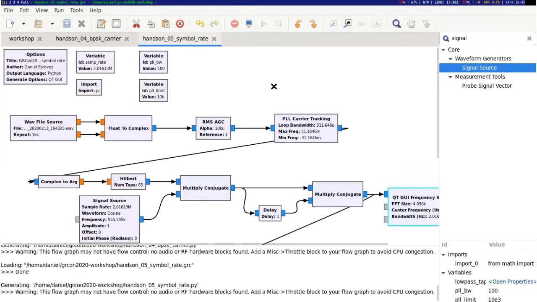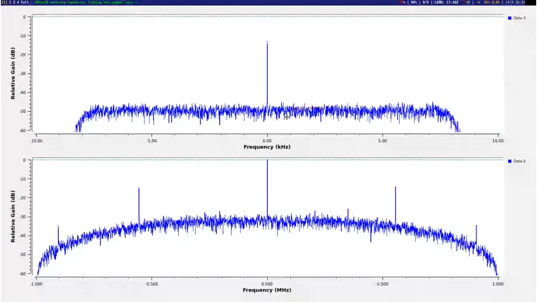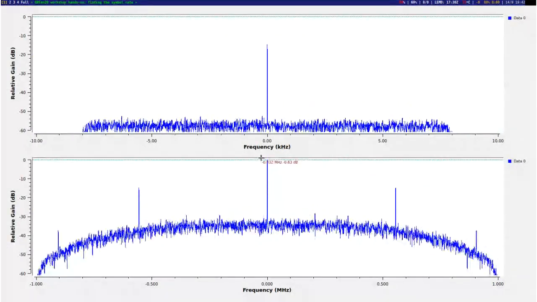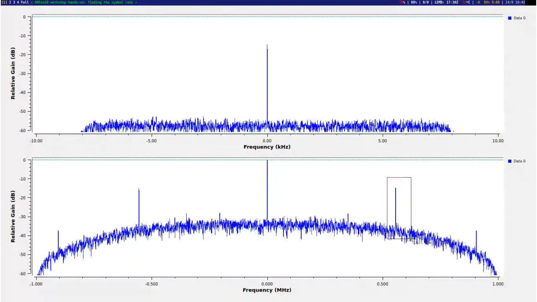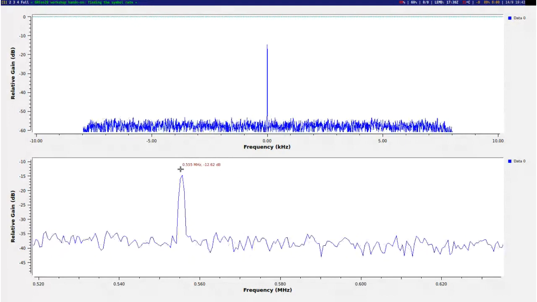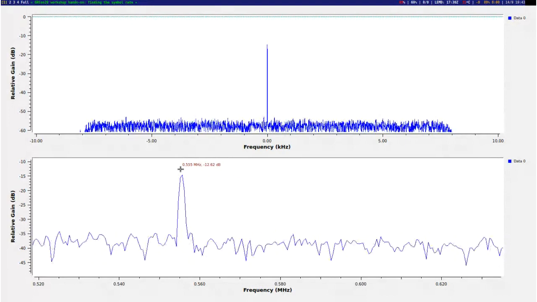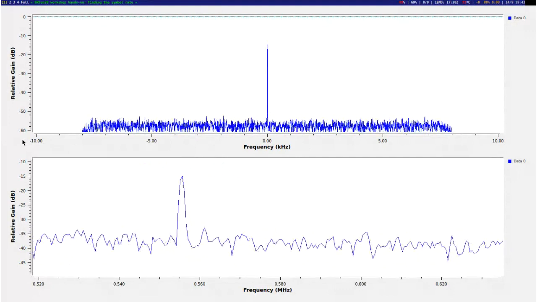And what we're going to do is to play this, and this is the spectrum. We see something at 0 hertz, this is normal, but also at 555 kilohertz, we see the spike produced by the symbol rate. So the symbol rate is actually 555 kilohertz.